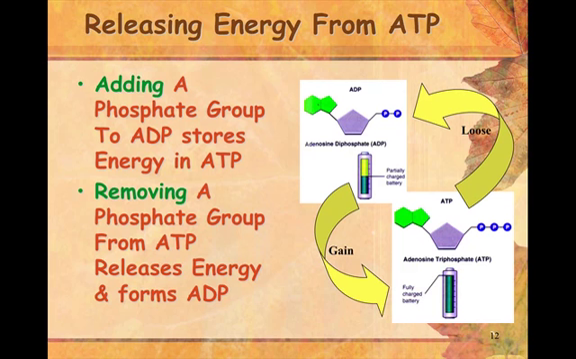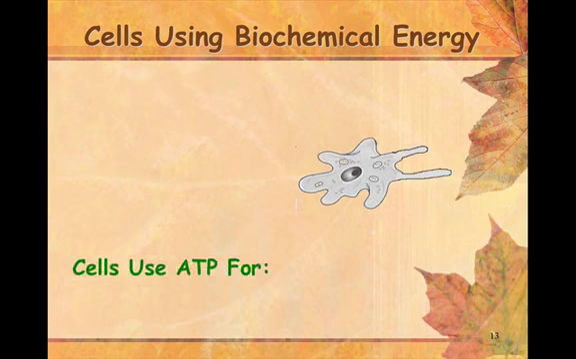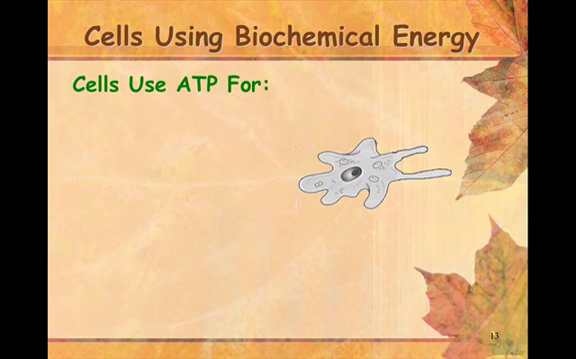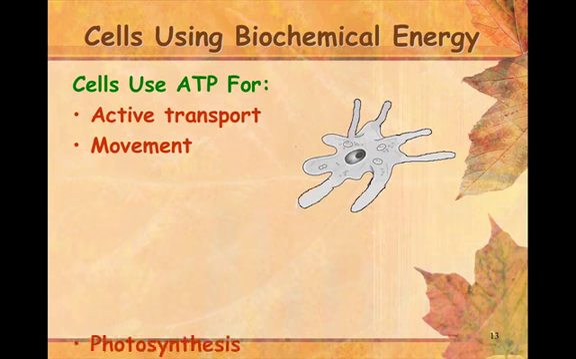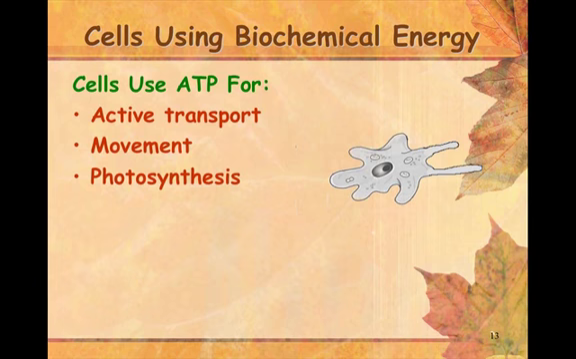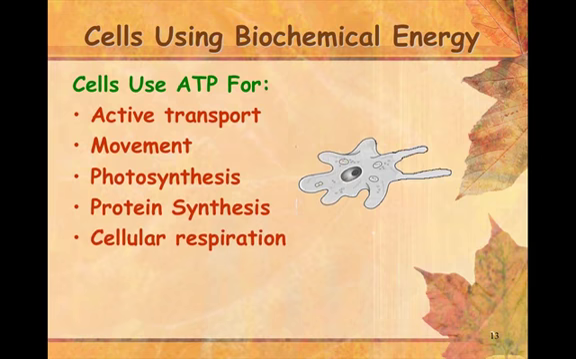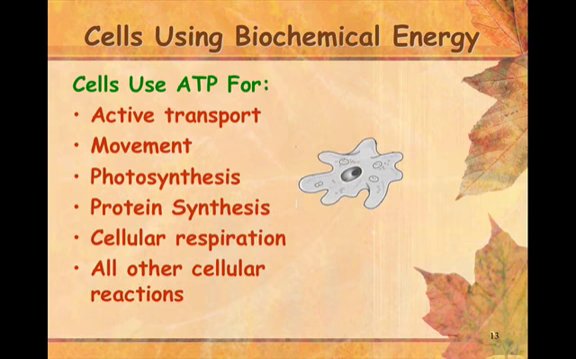So the next question is, what do cells use all of this energy for? Why do our cells need energy? Cells use ATP for active transport. We learned about that in section 7-3, moving larger molecules into and out of the cell. Movement, photosynthesis, which we're going to get into detail in section 8.3, protein synthesis, which we're going to talk about in third quarter when we talk about DNA, cellular respiration, which we're going to talk about how mitochondria make and use energy, and all other cellular reactions.